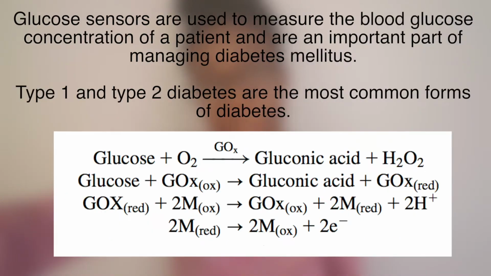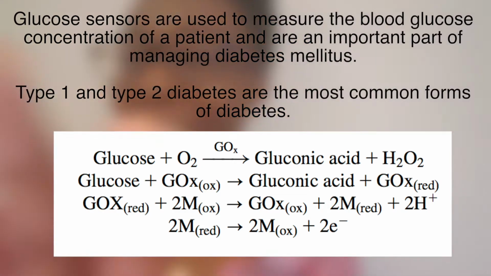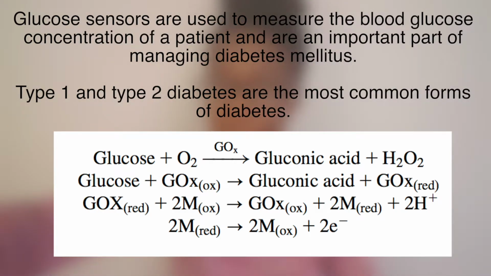Another type of electrochemical sensor that I did mention a little bit at the beginning is the glucose sensor. As you know, glucose sensors are used to measure the blood glucose concentration of a patient, and they're important in managing diabetes, maybe type 1 or type 2 or even type 3.